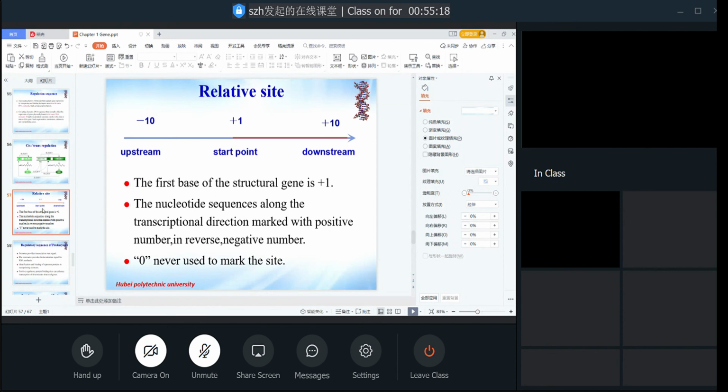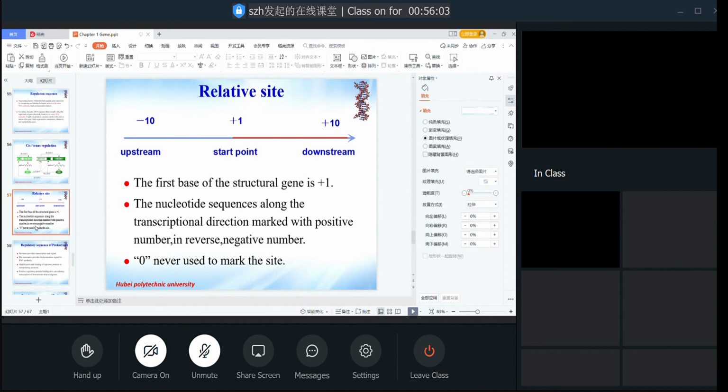Okay. Maybe students ask how to determine the positive one, the originated point. My students remember, several years ago, I met one student who thought it was from the promoter, the first nucleotide, the base, it is the positive one. No, my students remember, where we begin to transcribe and produce the RNA, that is the positive one.